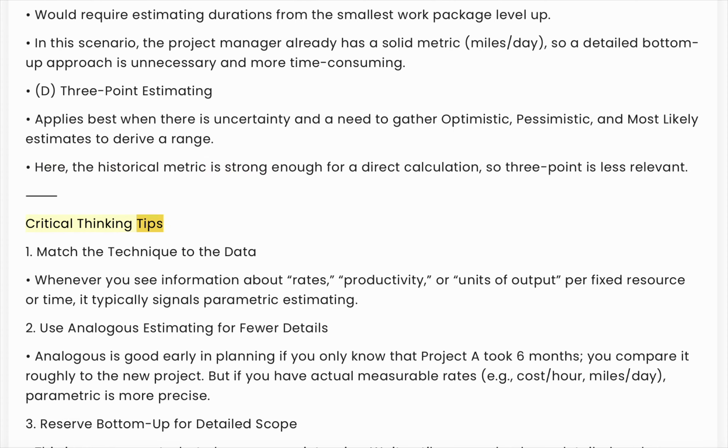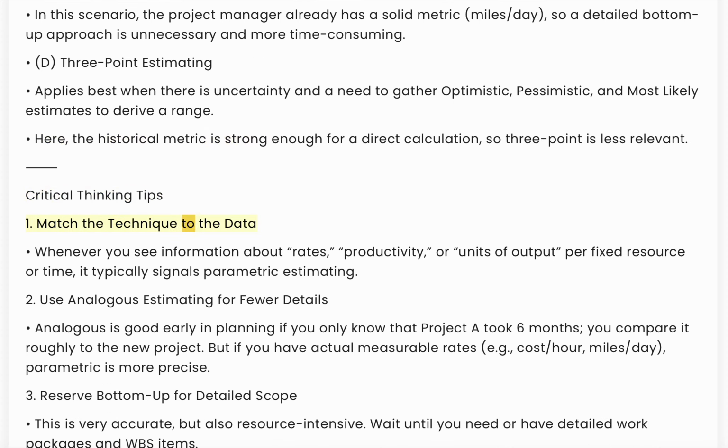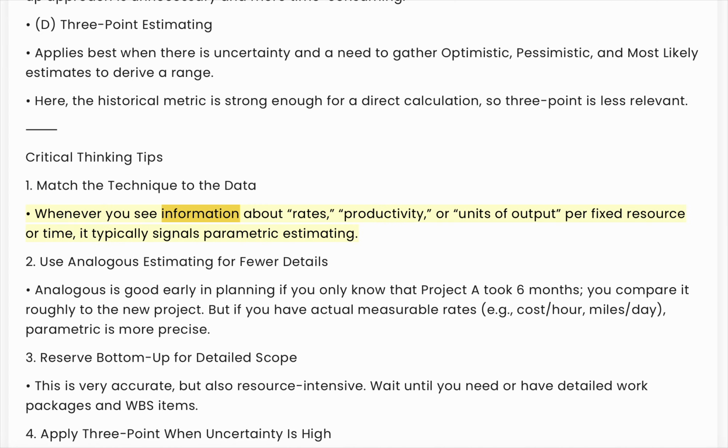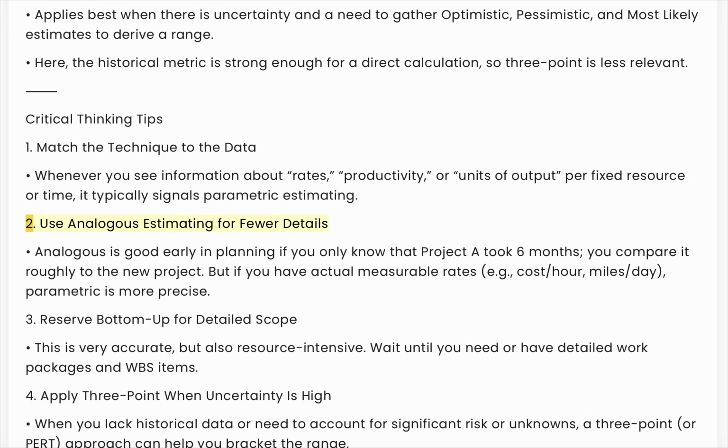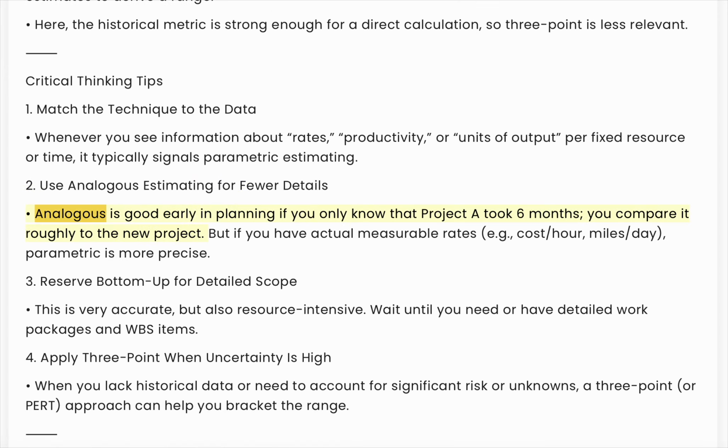Critical thinking tips. 1. Match the technique to the data. Whenever you see information about rates, productivity, or units of output per fixed resource or time, it typically signals parametric estimating. 2. Use analogous estimating for fewer details. Analogous is good early in planning if you only know that project A took 6 months. You compare it roughly to the new project.